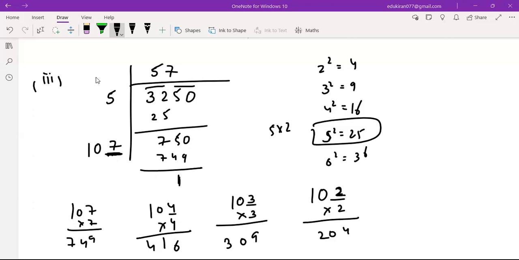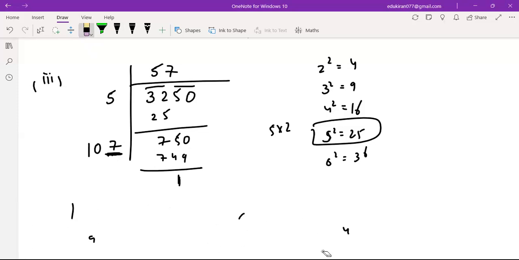This is clear, Khadija? Yes, ma'am. Okay. Now, usually this question is different. That's why you are getting a remainder. In the other question, you won't get any remainder. Clear? But this question is different. That's why you are getting remainder.